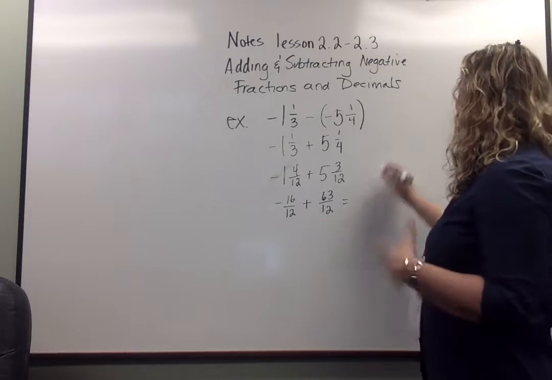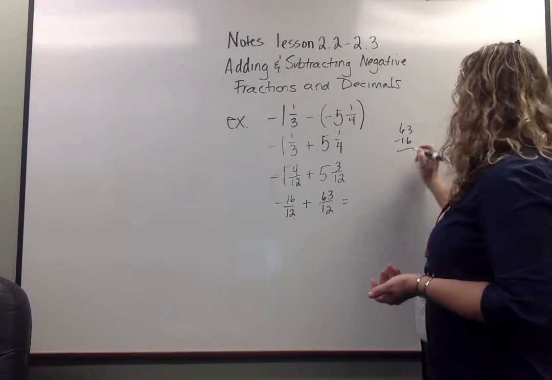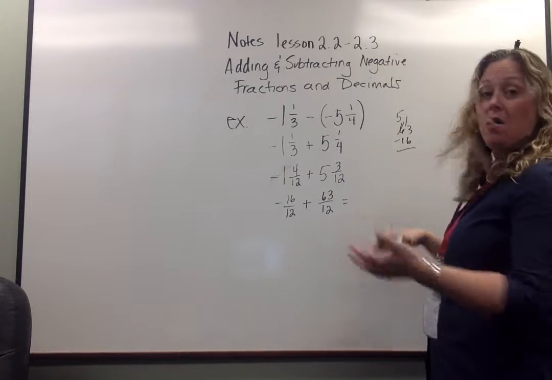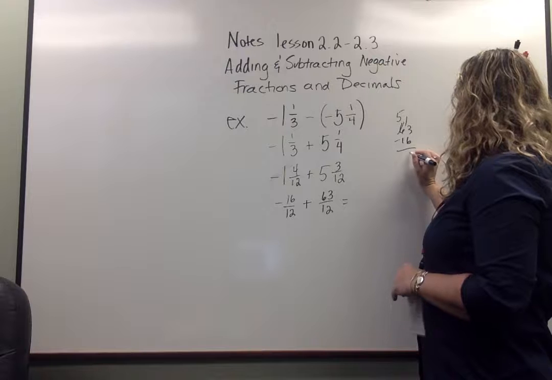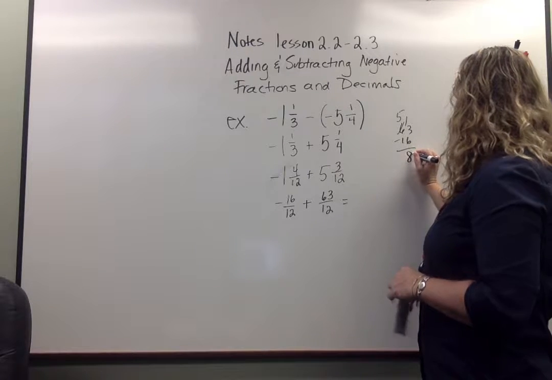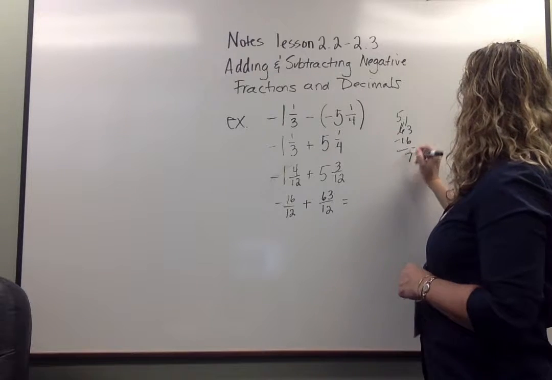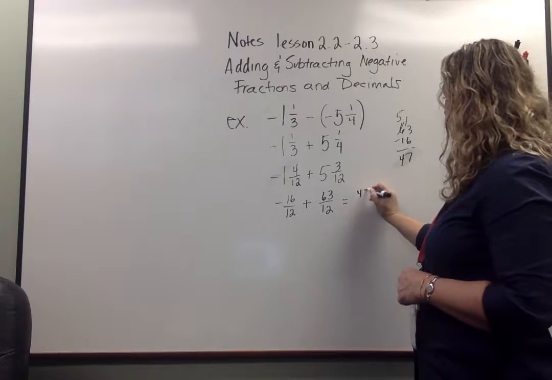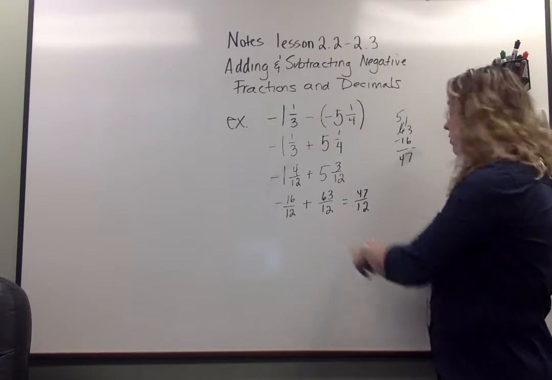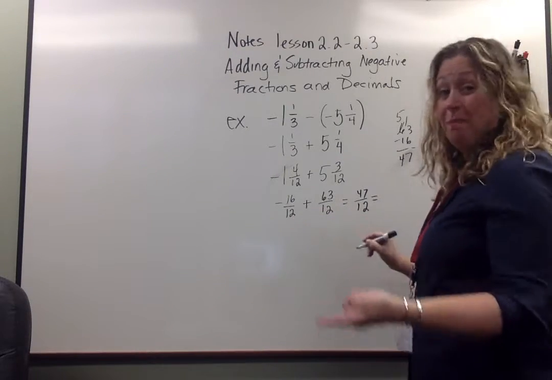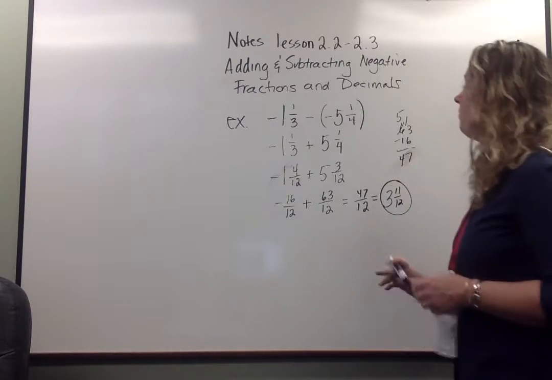If I know that I have zero pairs here, I'm really doing 63 minus 16. You could do this on the side, on the outside. Some people call that a timeout, or it's showing your work. I have 47. My answer is positive because the larger value is positive. I'm now going to change this back, and this is 3 11/12.